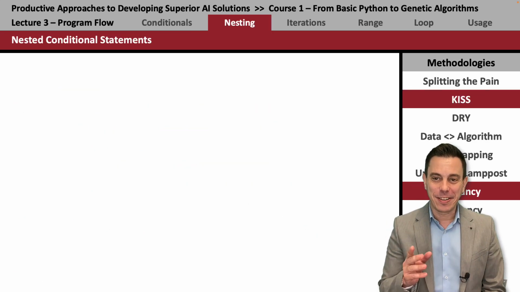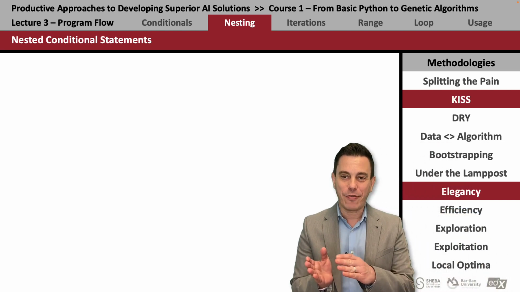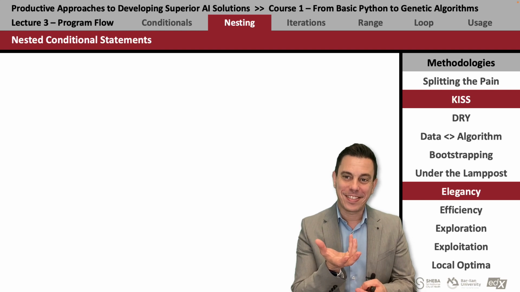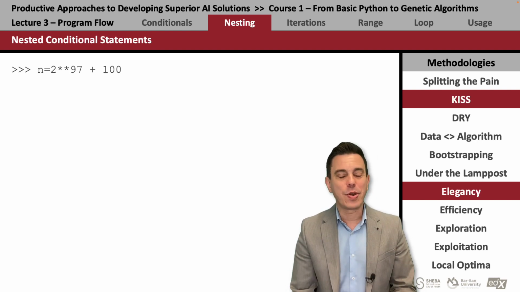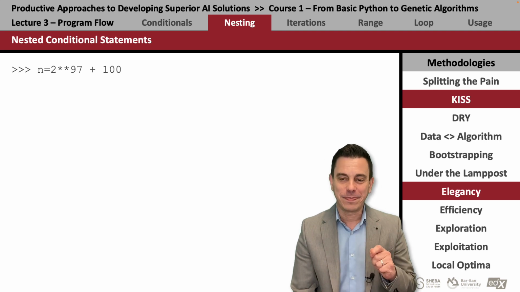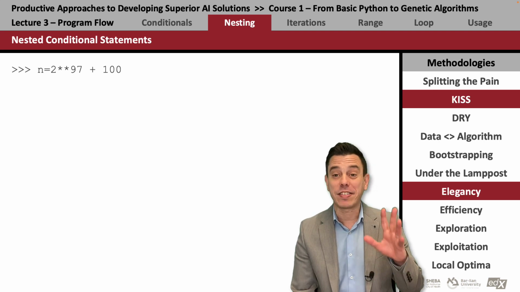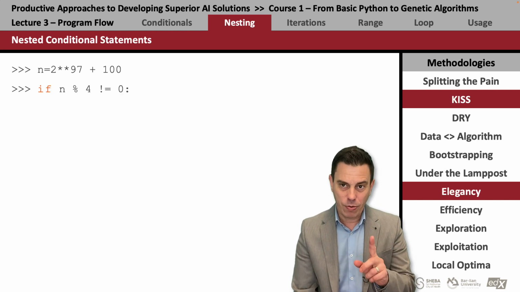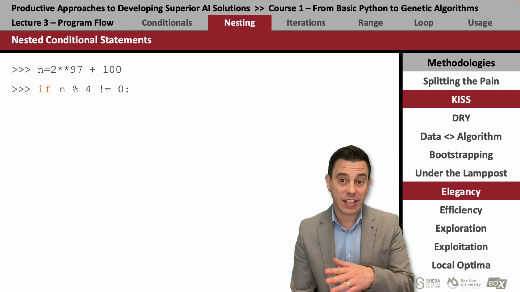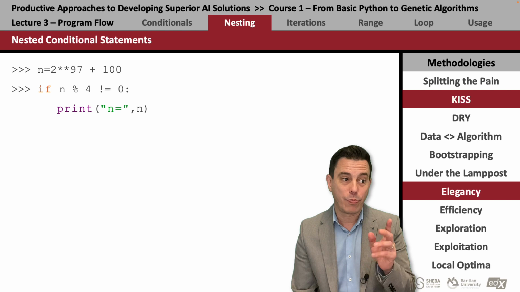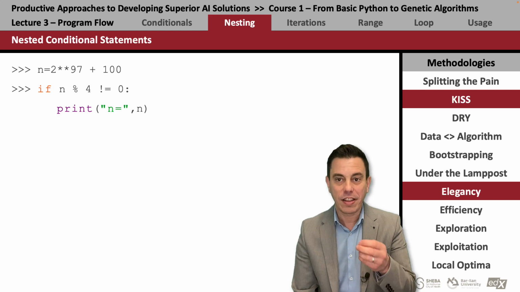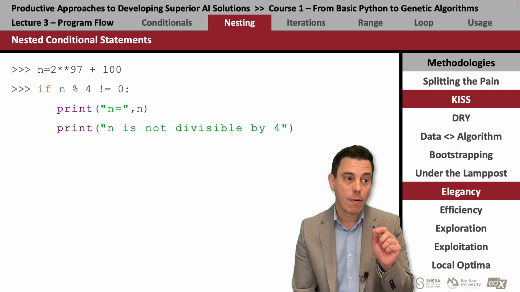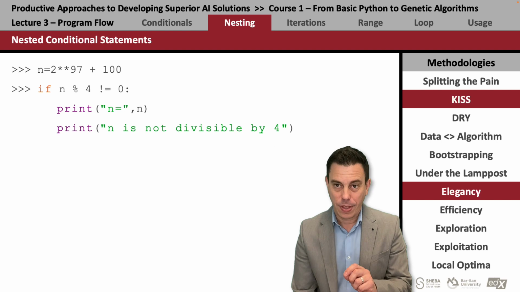Next chapter, nesting. We will see how we can put one if command inside another if command, so-called to nest one command in another. In this case, we will calculate an n variable as 2 to the power of 97 plus 100. Now, if n modulo 4 is not 0, then open a scope that has several commands. First command, print n equals as a string and then n as a value. And then another command inside the scope, print n is not divisible by 4.